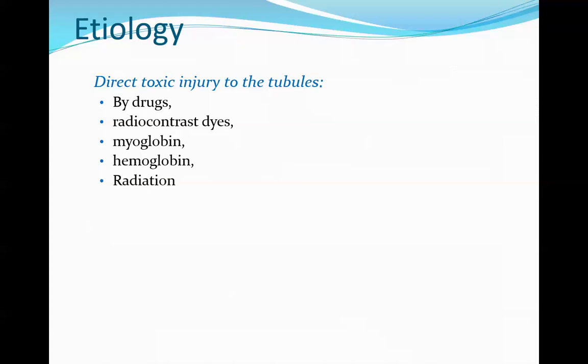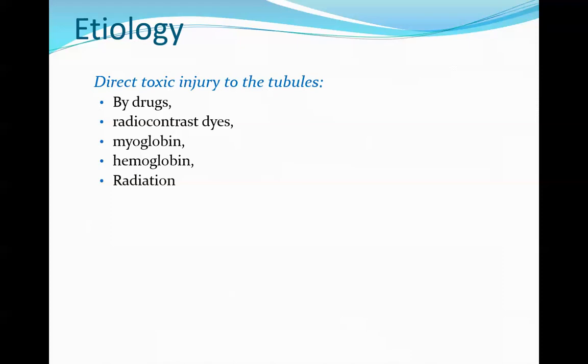Radio contrast dye, which is IVP. Remember, you don't give IVP to those patients whose kidney function is not normal. So before giving the dye, you go for blood urea nitrogen and creatinine. These are the two things which confirm the renal function, right? So if both the BUN and the creatinine are normal, then you give radio contrast dye.